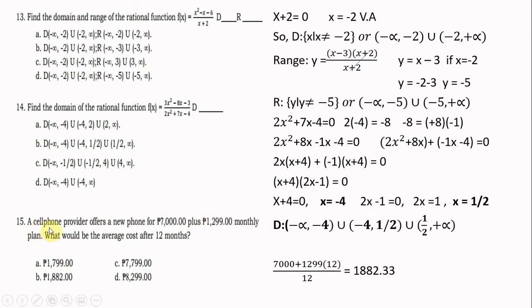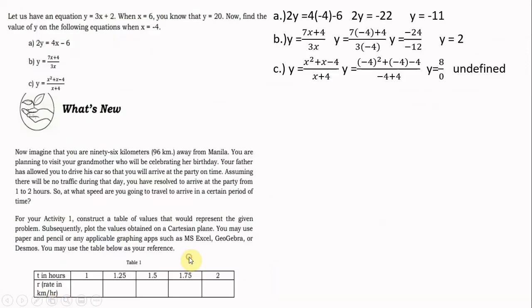Okay, next, a cell phone provider offers a new phone for 7,000 plus a 1,299 monthly plan. What would be the average cost after 12 months? So all you have to do is add 7,000 plus 1,299 times 12, divided by 12 because of 12 months of payment. So this is 1,882.33, and it is close to letter B.